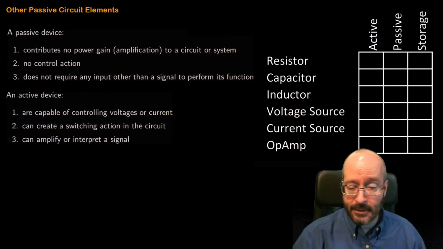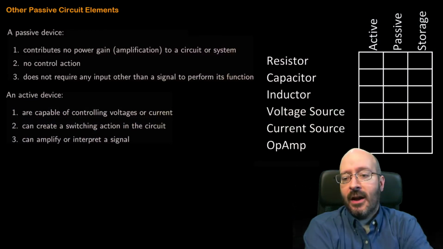These are going to be new passive elements, and I've been talking about the passive sign convention, and the only passive element we've had so far is the resistor. The other two components that are passive are the capacitor and the inductor, and we're going to figure out how to analyze circuits using those components. So let's start out with this whole setup I got here.